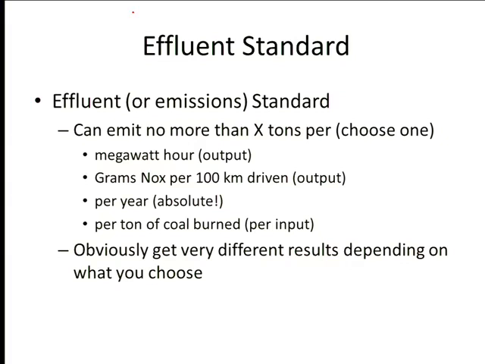Okay? And obviously you can get some different results depending on what you choose. If you choose an absolute number, then assuming you can enforce it, you're guaranteed to have that number. If you choose per unit output, then you're always in danger that output and emissions will both go up. If you're in a place where you can't stand the additional emissions, like Los Angeles, or Beijing, right? Then you don't want to risk that. You want to have an absolute number.